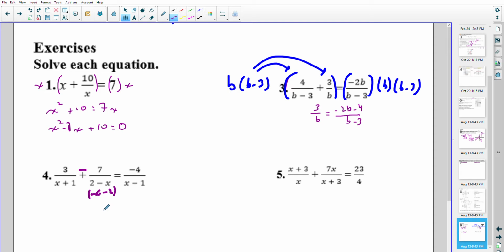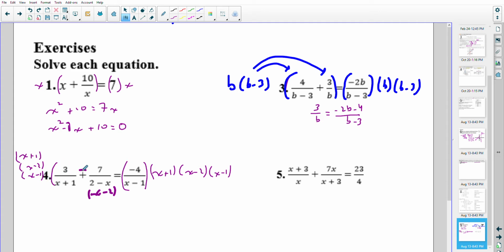Now at this point, you can see that there are 3 different denominators, and in order to clear all of those denominators, you would have to multiply both sides by all of those denominators. So you would look at multiplying by x plus 1 times x minus 2 times x minus 1, and do the same thing on this side. x plus 1, x minus 2, and x minus 1.